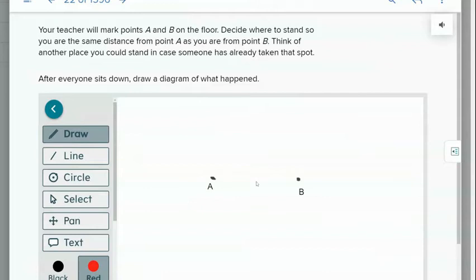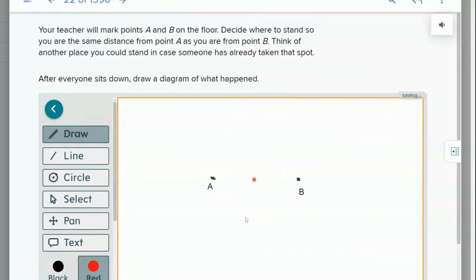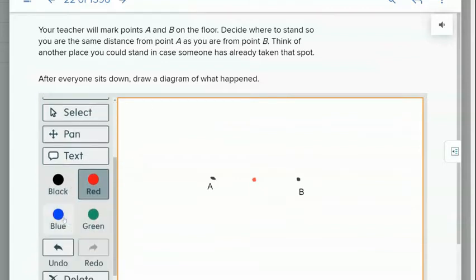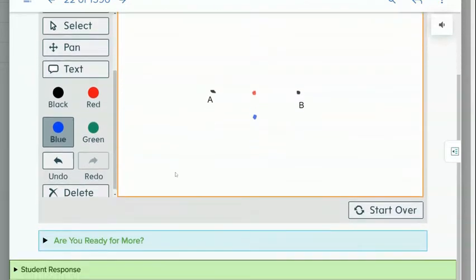All right, so if you paused it and you tried, you should probably have picked a point somewhere in between. And if somebody already picked that spot, where would you be then? Okay, so hopefully you paused it and you picked a new point for that situation. And you could have probably just picked next to them, if you wanted. After everyone sits down, draw a diagram of what happened. Oh, we did that. So, good.